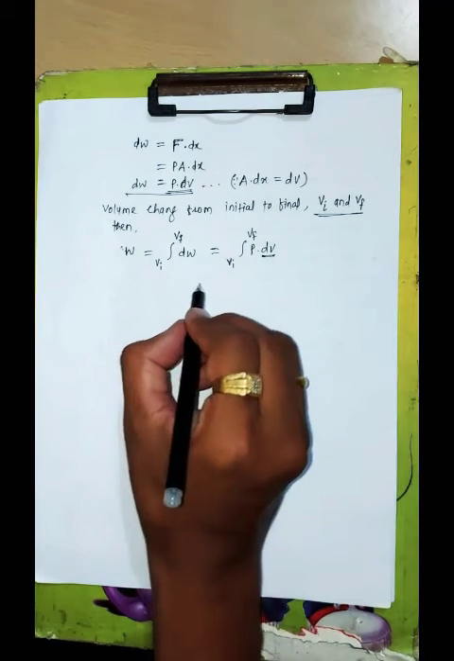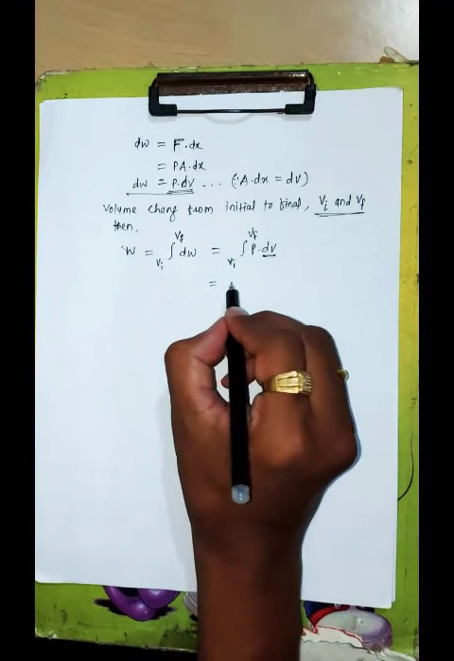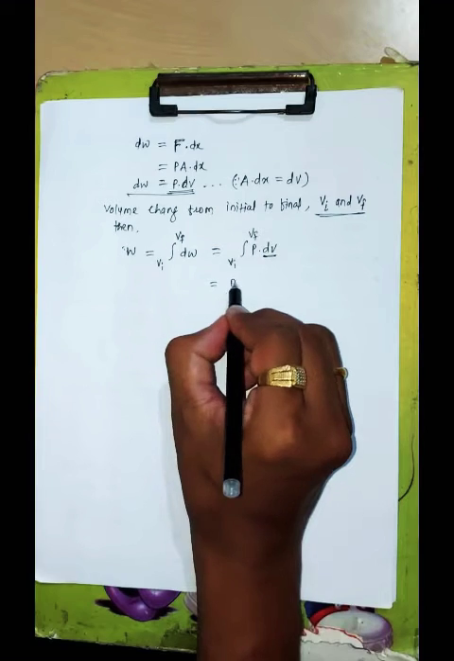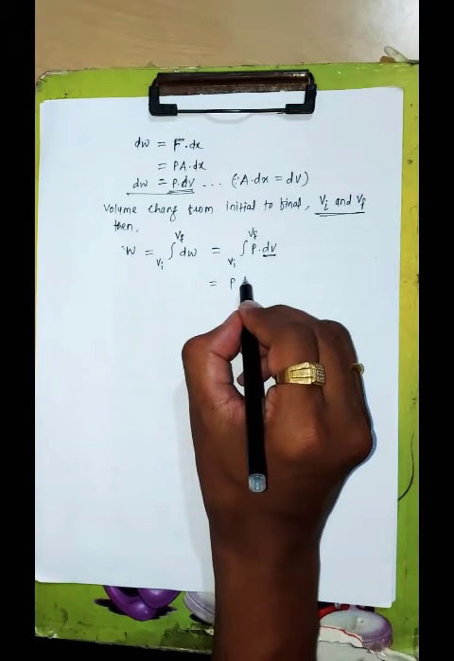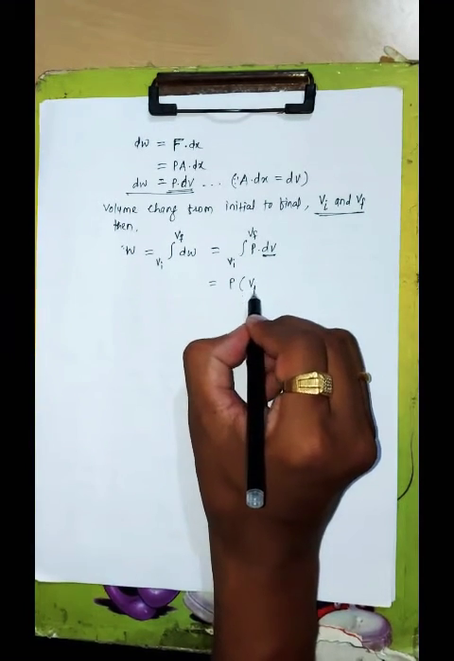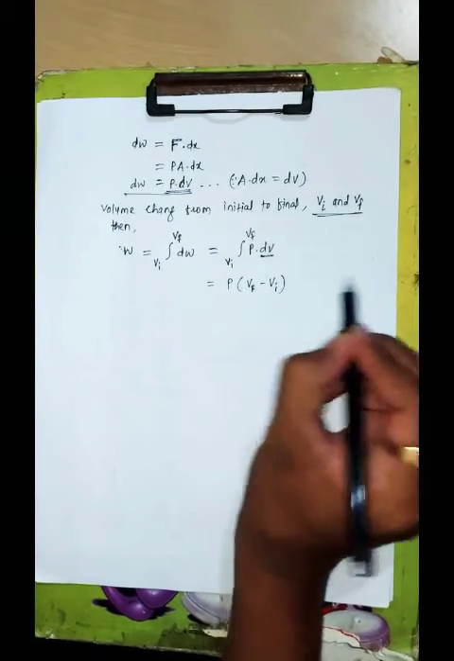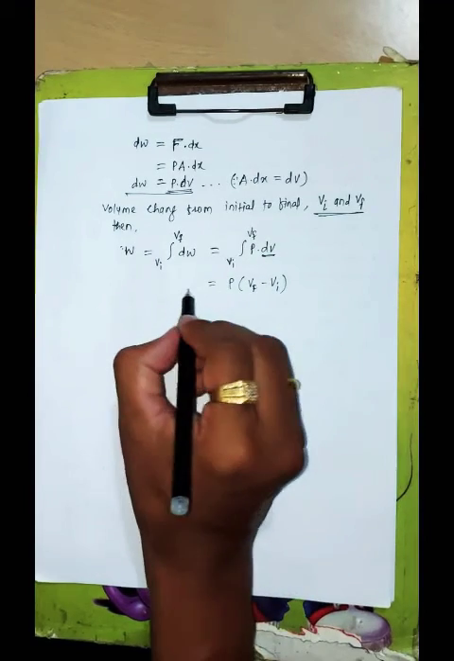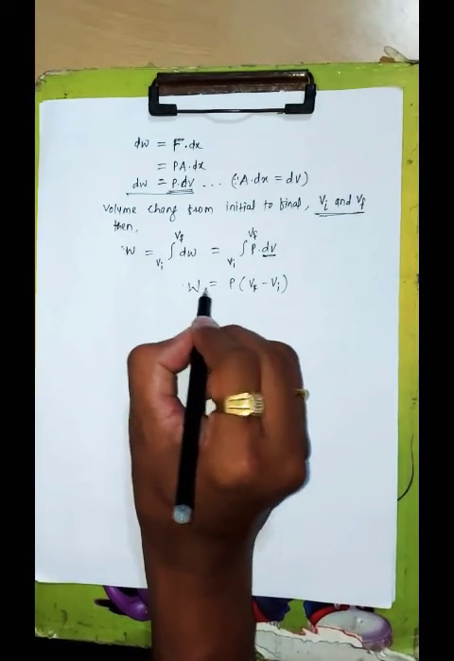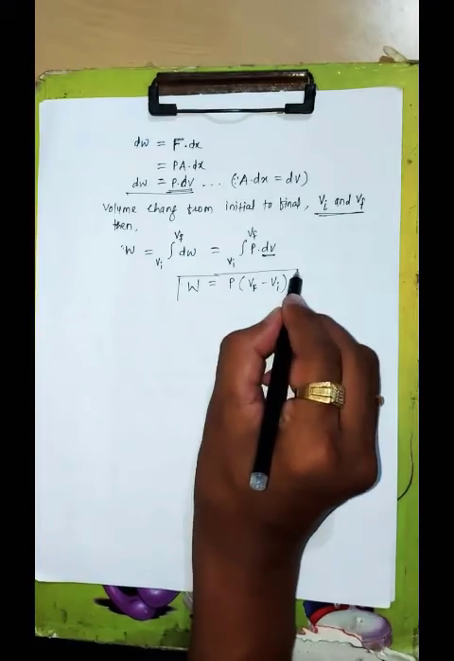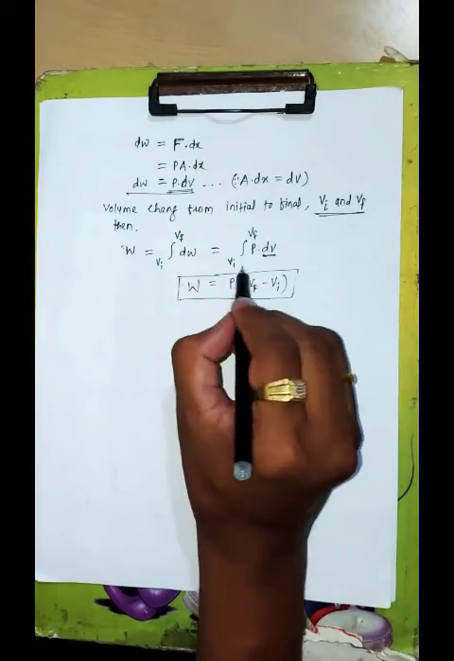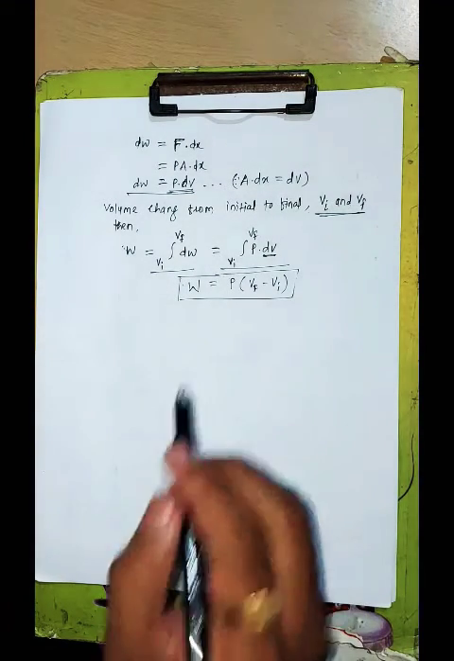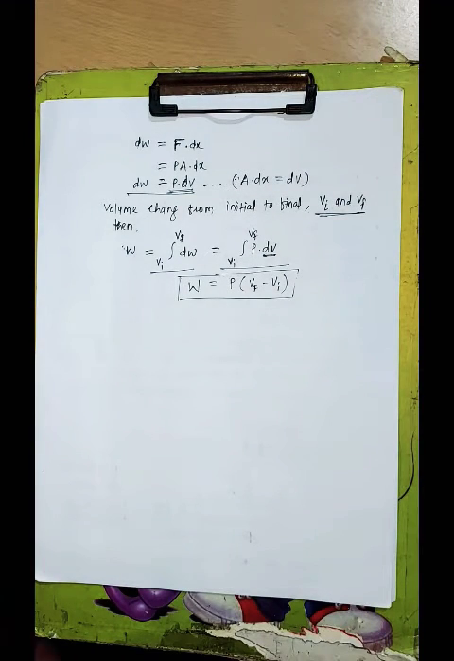So we can say that volume changes from the final position to the initial position. After putting that value of integration, we should get the equation as P into (Vf minus Vi). This final volume minus initial volume is nothing but your change in volume. So the final work done is given by this formula, this formula, and this formula also. So this is the change in volume.